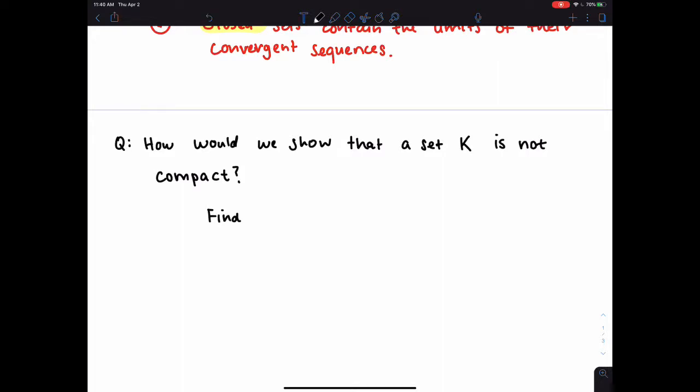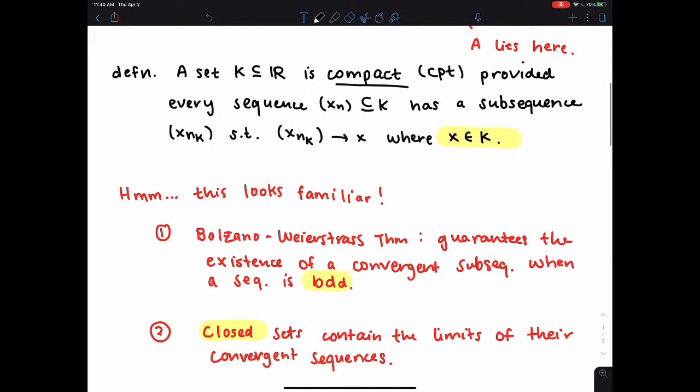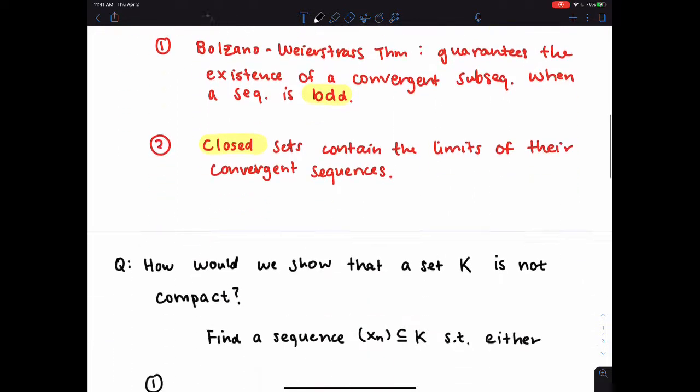So if I want to show that K is not compact, I need to find a sequence Xn, that is a collection of values in K, such that either one of two things happens. To see what those two things are, let's go back up to our definition of compact. So this says a set is compact if every sequence has a subsequence that converges to a limit in K. So the negation from a high level perspective would be, well, I've got to be able to find a sequence that doesn't have a subsequence that meets this property. But there's two properties going on here. The subsequence has to converge and its limit has to be in K. So that negates to an or statement.